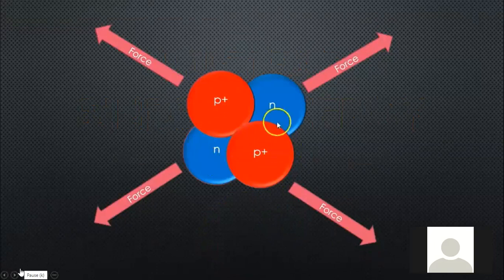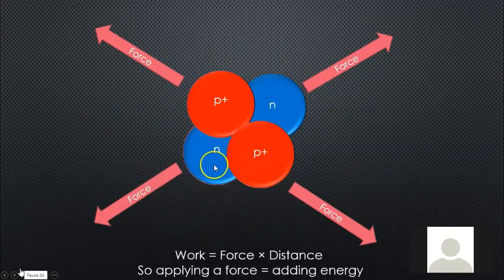So firstly, a thought experiment. Imagine this nucleus with 2 protons and 2 neutrons. So it is helium, the standard isotope of helium, helium-4. If you wanted to split this nucleus into its constituent parts, you'd need to apply a force to each of the particles. They're bound together by the strong nuclear force.